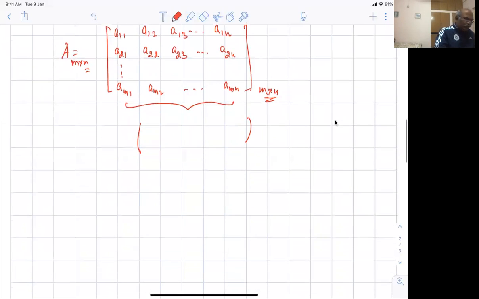Is that okay? So try that out yourself. And you have already seen it in class 11th or 12th. So be careful, that's all.